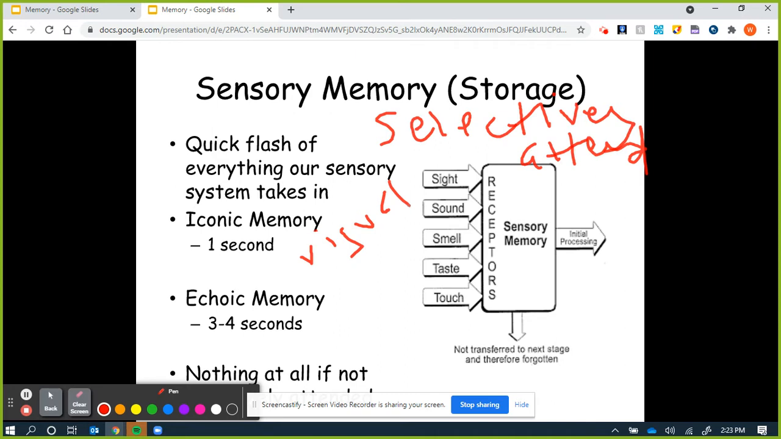The other type of sensory memory that we need to know is what is called echoic. Echoic is for auditory information, and just think echo. Sorry, a mnemonic to help you remember: iconic is eye. You can just draw an eye and then iconic. It's your eyes. Echoic memory lasts for a little bit longer.